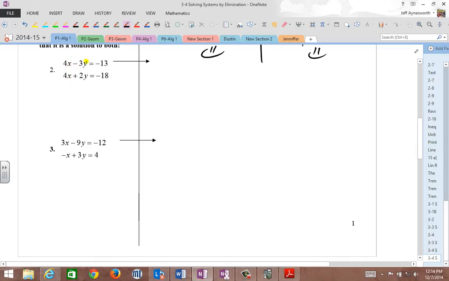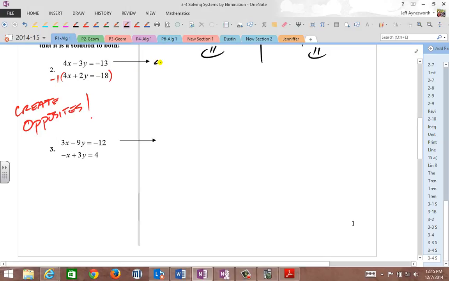4x is not the opposite of 4x, and negative 3y is not the opposite of 2y. So we don't have any opposites. Once again, the goal is to create opposites. There are many ways to do this, and it relies upon your creativity and your number sense. We want to multiply one of the equations by a number to create opposites. What's the opposite of 4x? Well, it's obviously negative 4x. So what would you multiply the second equation by to make this first term negative? The answer is negative 1. So we multiply this equation by negative 1, and it becomes the opposite of 4x.